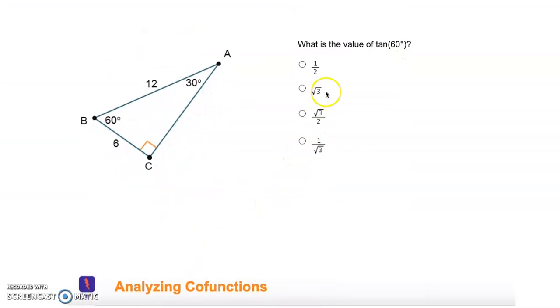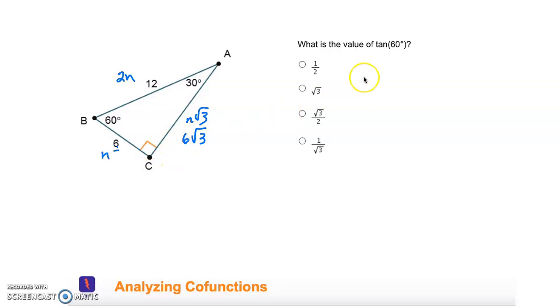So here we go. Let's try this one. What is the value of the tangent of 60? Now remember, this is a 30, 60, 90 triangle, and we have two of the sides labeled. What about the third side? We need to label that first. Remember, this is n, 2n, so 6 and 12. 12 is twice 6, and this should be n radical 3. So this is 6 radical 3.